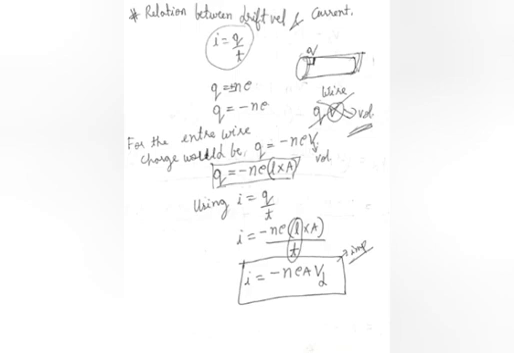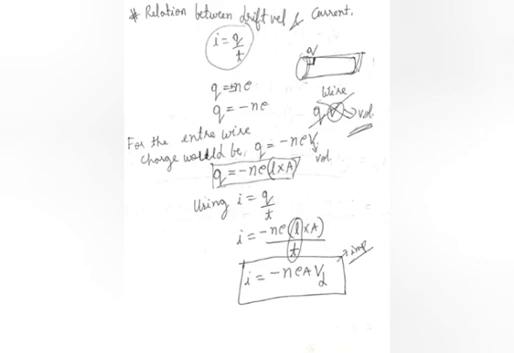Now we can use our expression I is equal to q by t, and in this expression we'll put the value of q. So finally we'll get I is equal to minus neLA by t. But as I have circled here, you can see L by t becomes displacement upon time, which is actually velocity. So I have written drift velocity Vd instead of that. So I is equal to minus neAVd. This is the expression or relationship between current and drift velocity.